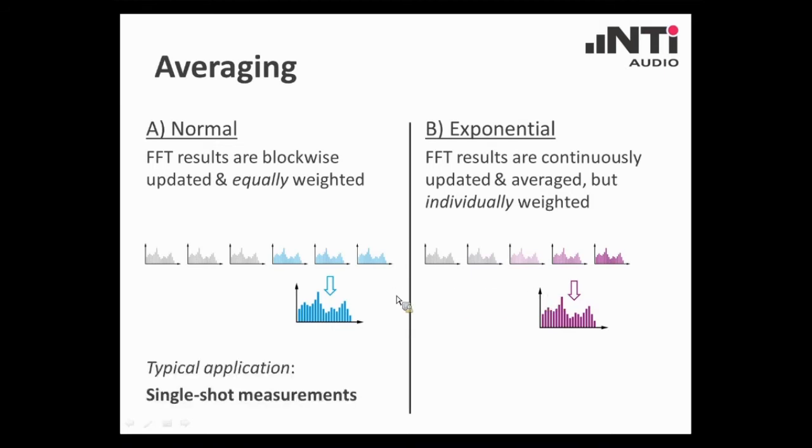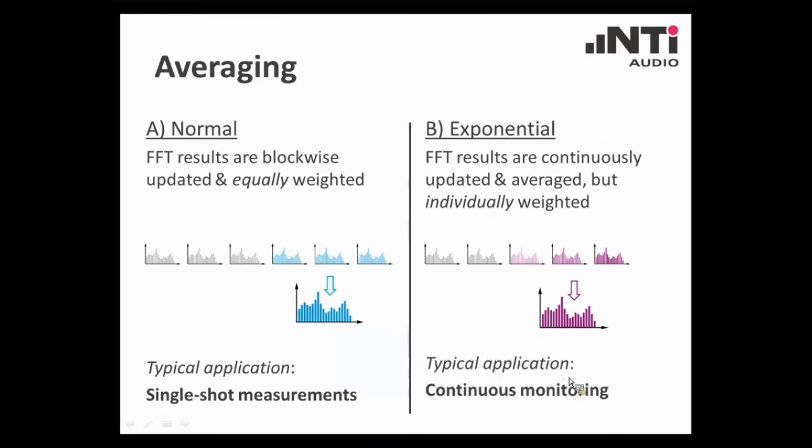The first approach, the normal averaging, is typically used for single-shot measurements. Let's assume we have a production line where you want to verify the behavior of your devices under test against tolerance limits. In that case, you would switch them on, acquire some FFT spectra, average them, and then compare them against a pass-fail criterion.